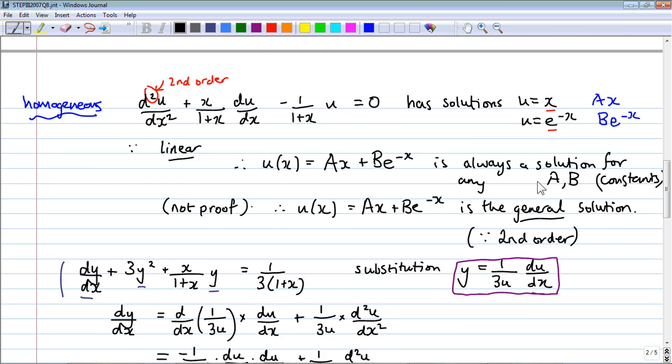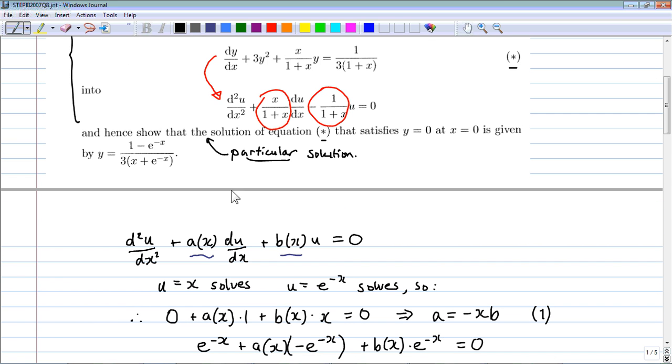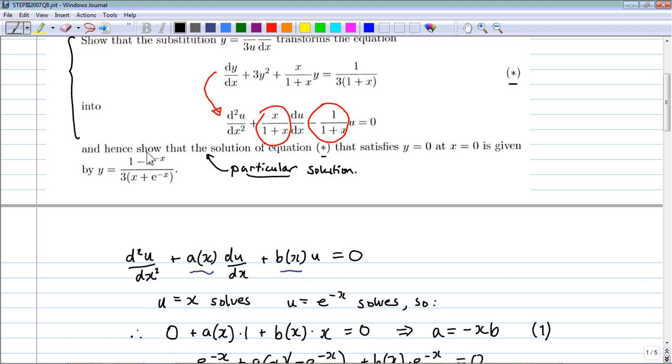If we look back, yeah, we see here the correct form. So there's an interesting little point about this question, which I've actually only just noticed.